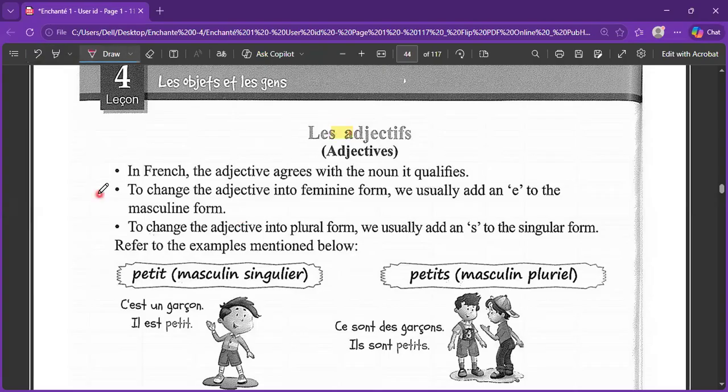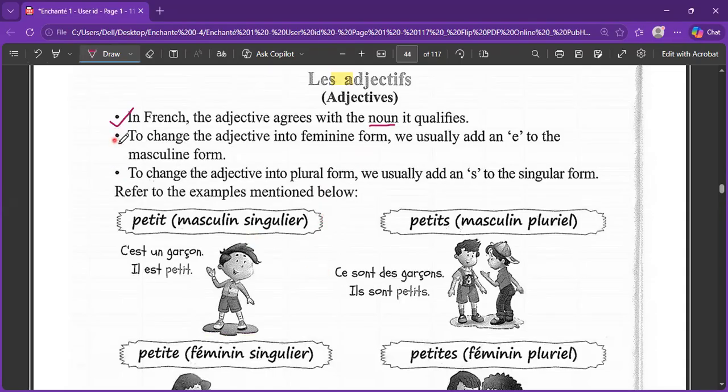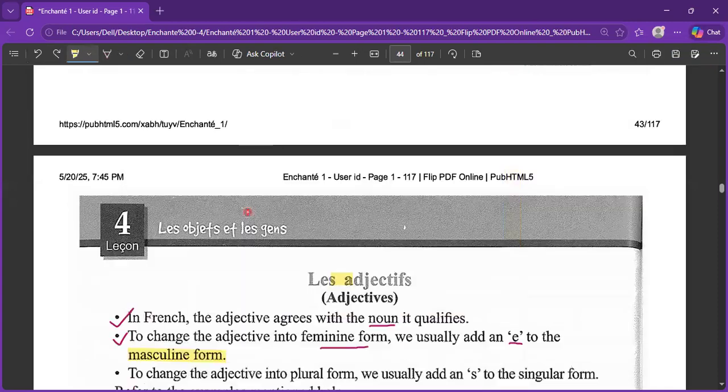Here are some rules that are to be used when you are doing the adjectives. In French, the adjectives are going to agree with the noun it qualifies. That means if it is feminine, you have to change the form to the feminine form. And if it is a plural, you have to take that into consideration too. If you need to change an adjective to its feminine form, usually one single rule is there: you put E at the end of the masculine form. Just remember, add E to the masculine form and you get the feminine of that adjective.